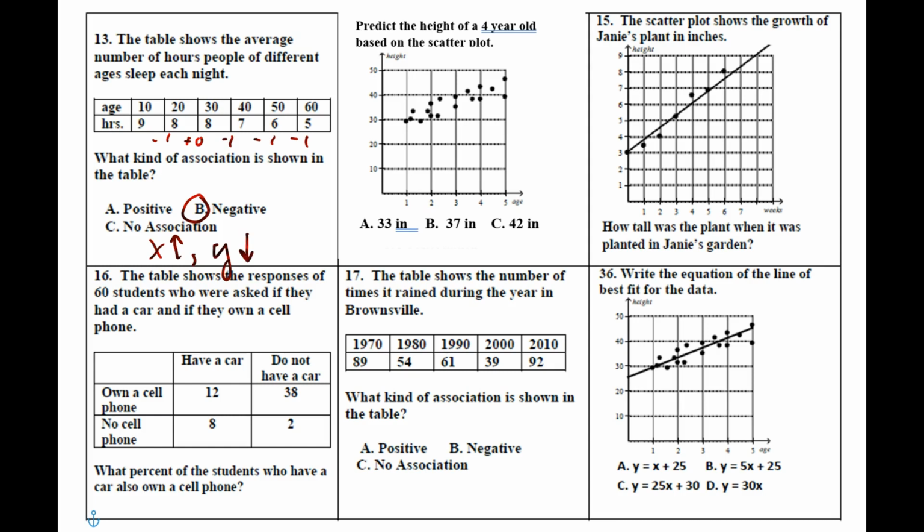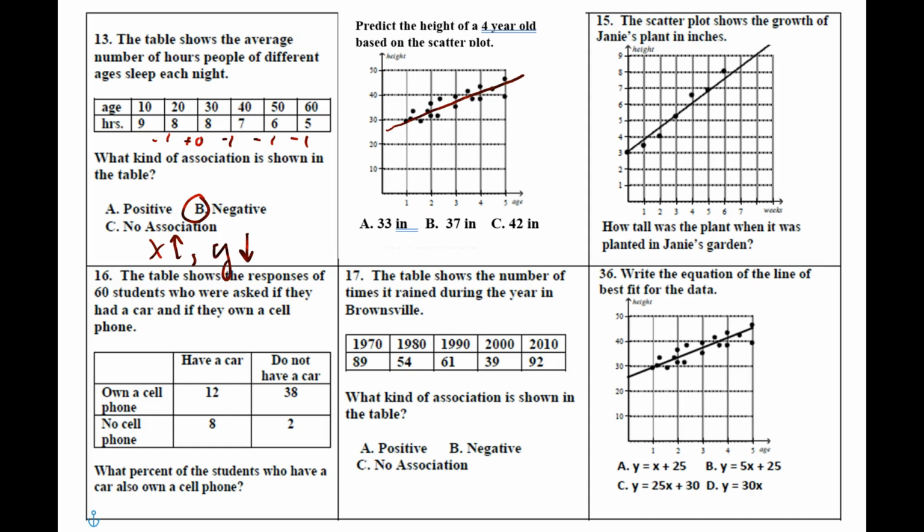Predict the height of a 4-year-old based on the scatter plot. Now we have to draw our line of best fit, which at times can be a little off, a little misleading, depends on how we draw our line. But if we kind of cut this data in half, my line's a little crooked, so I'm going to draw this again because it's not straight. I advise you to use a ruler if you need to. Well, you can't use a ruler on the computer. Or you can get a ruler.